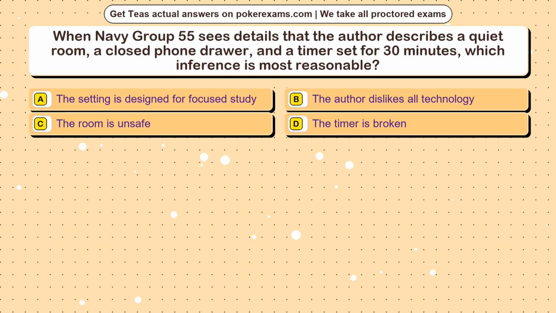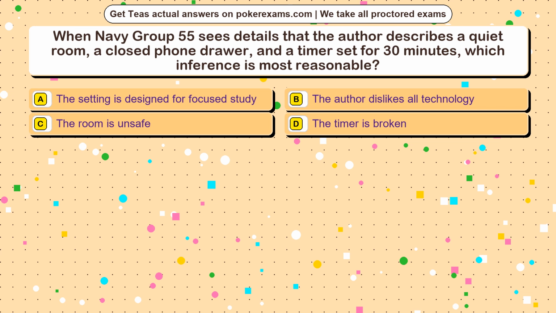Question 2. When Navy Group 55 sees details that the author describes a quiet room, a closed phone drawer, and a timer set for 30 minutes, which inference is most reasonable? Option A. The setting is designed for focused study. Option B. The author dislikes all technology. Option C. The room is unsafe. Option D. The timer is broken.